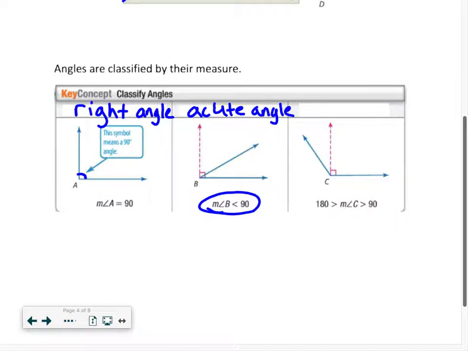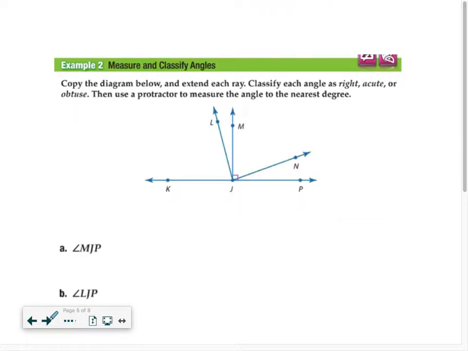And then if our angle is greater than 90 but less than 180, we call that an obtuse angle. So those are our 3 different classifications of angles, and it's all based off of the angle measure. So copy the diagram below and extend each ray. Classify each angle as right, acute, or obtuse. Then use a protractor to measure the angle to the nearest degree.